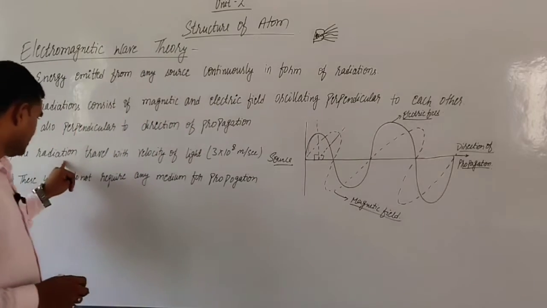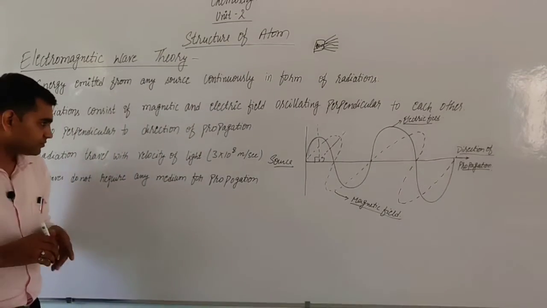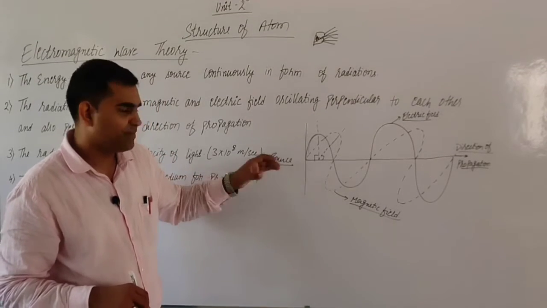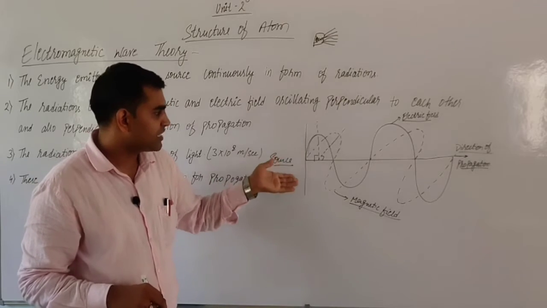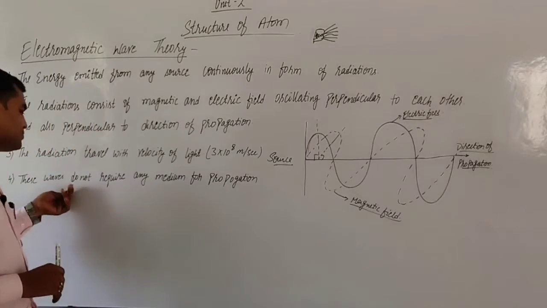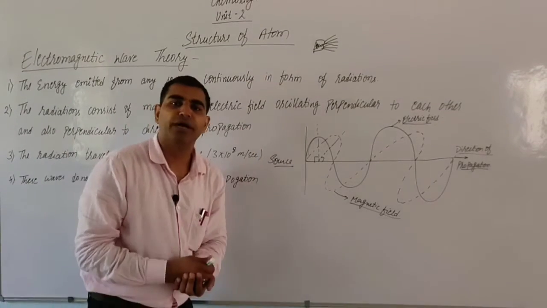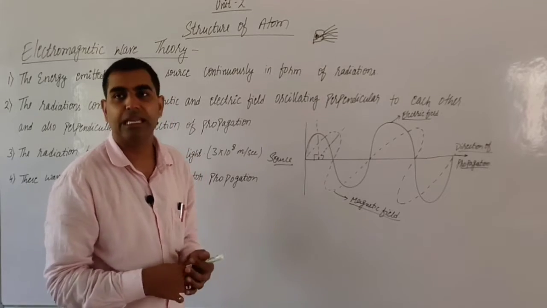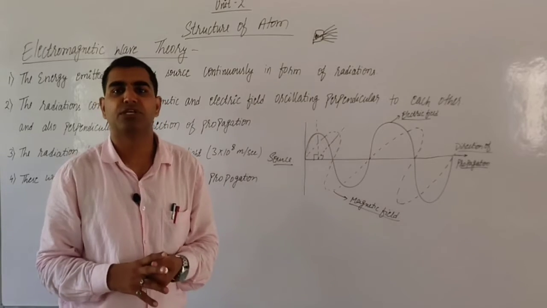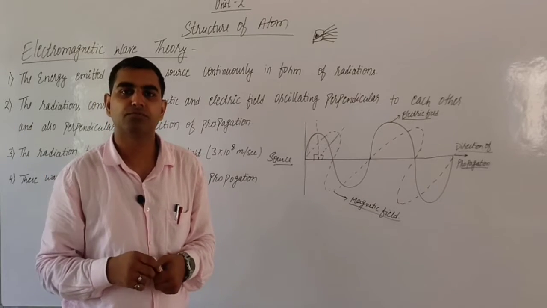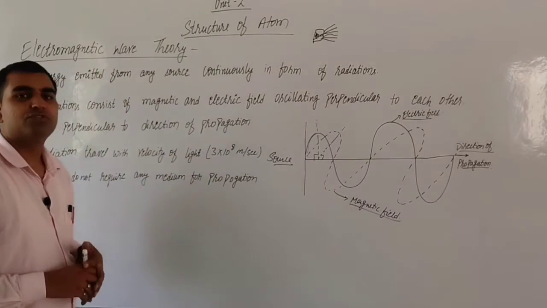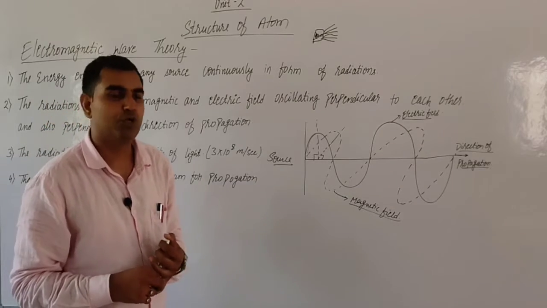In the third point, they say that these radiations travel with the speed of light. That means when any radiation comes from any source, it travels at the speed of light. That is the third point, a very easy one. The last point is that these waves do not require any medium for propagation. Like sunlight coming from far away to our earth, where there is no medium, but still sunlight reaches our earth. Like that, electromagnetic waves do not require any medium for propagation.